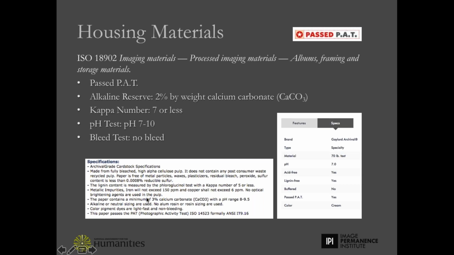Excellent. This one over here is a lot wordier, so we really have to look at it and kind of pick it apart. But look, we have things like lignin content, kappa number 5 or less, exactly where we want to be, 3% calcium carbonate, pH range of 8 to 9.5, perfect, that's exactly where we want to be, nice and neutral, non-bleeding, right? Pass the photographic activity test. These are the things you want to look for.